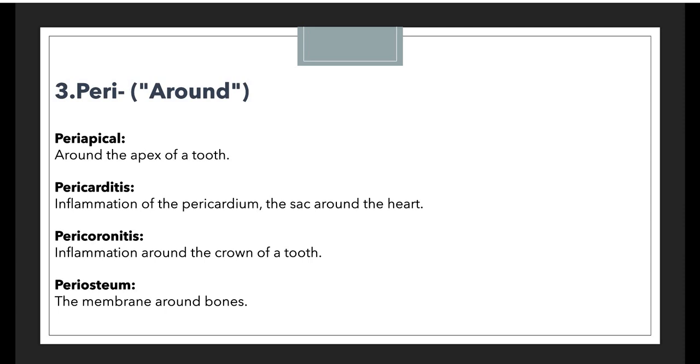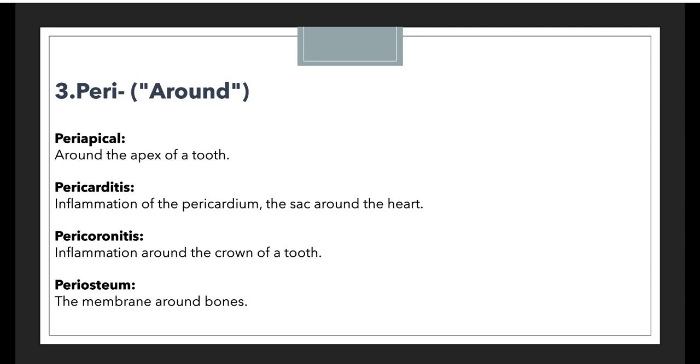Then we have periosteum. Now, what is periosteum? Periosteum is a membrane around the bones. So let's say for a particular medical reason we want to document something as a kind of membrane around the bones, then in that case we will use the terminology periosteum. Okay, where peri means around and osteum means bone, so the membrane of the bones.